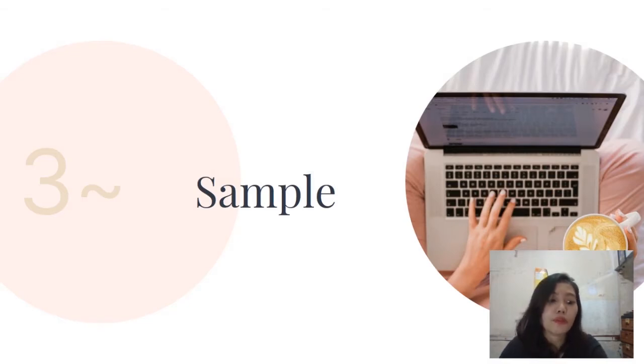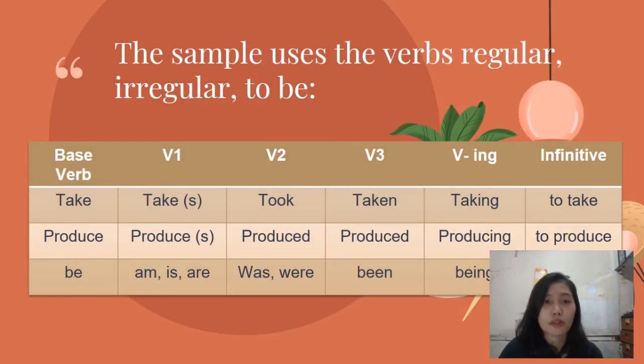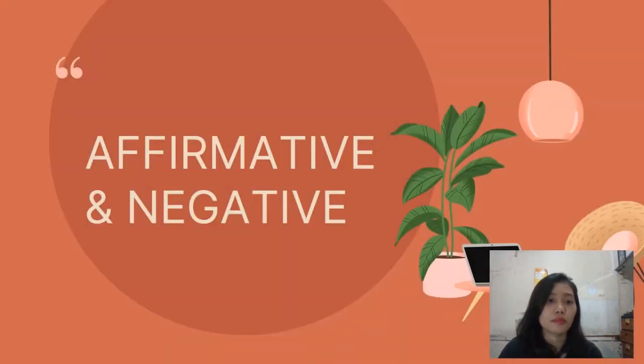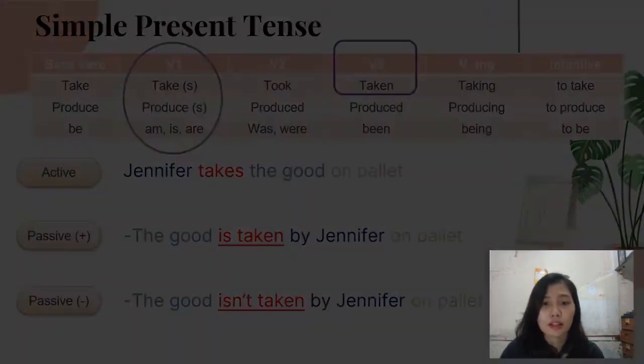Previously we discussed formulas. Now it is time for us to look at examples of real sentences with various tenses. The examples use regular verbs, irregular verbs, and to be. This table is used to make the sentences easier later. Now, we begin with affirmative and negative sentences.